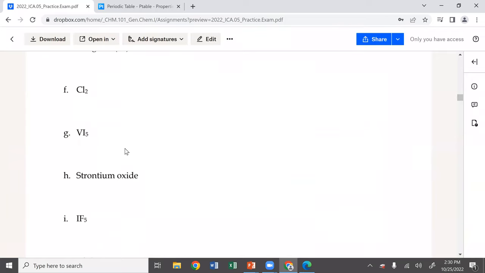Cl2, if I ask for the name, that's just chlorine, or chlorine gas if you want. But even if you made it a liquid, it could still just be chlorine. You don't need a different name for it.